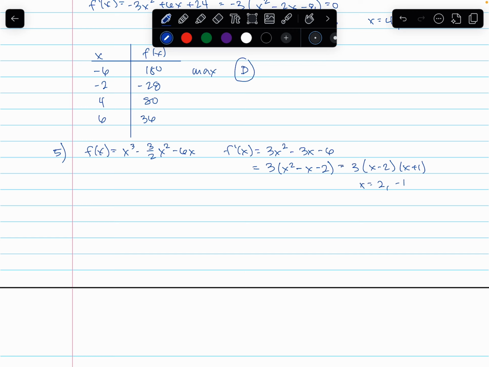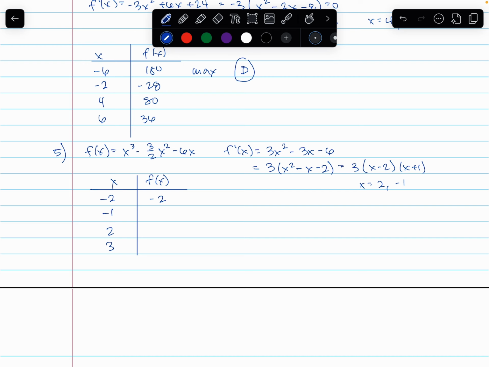We're operating on the interval from -2 to 3. So if I make a table for the candidates test, we got x, we got f of x. So we got our left endpoint, which is -2. We've got -1, 2, and we've got 3. So I'm going to plug these values into my function. Again, I'm just using my calculator. So x to the third minus 3/2 x squared minus 6x. And I got -2 for that.